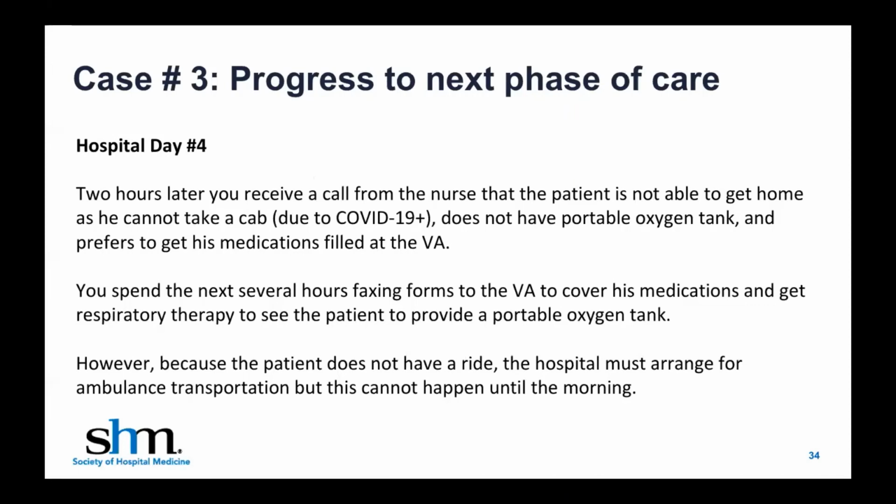He doesn't have a portable oxygen tank, and actually she prefers to get all of his medications filled at the VA because it's significantly cheaper for him. So you spend the next several hours faxing forms to the VA to cover his medications, you get respiratory therapy to see him so they can get a portable oxygen tank. And then still in the afternoon, because he doesn't have a ride, the hospital must arrange for ambulance transport, which at this point now can't happen until the morning.